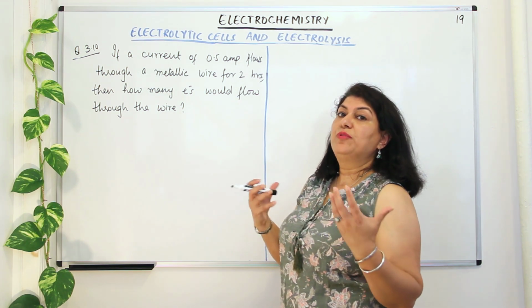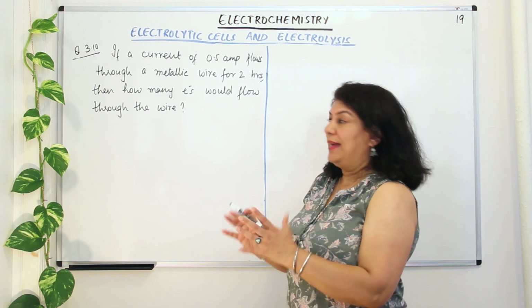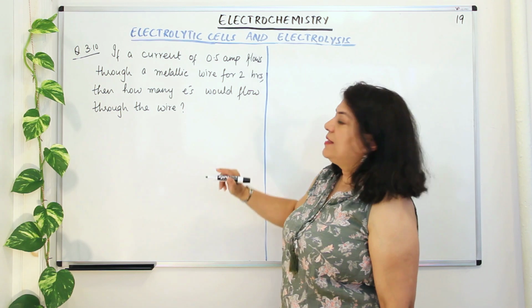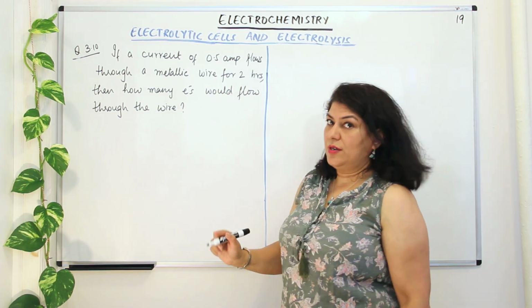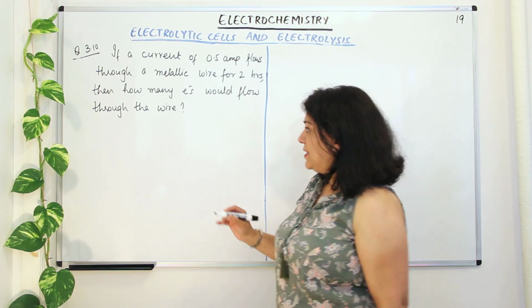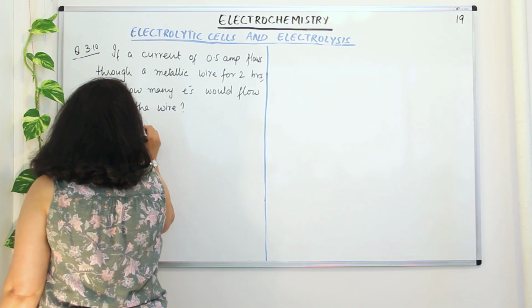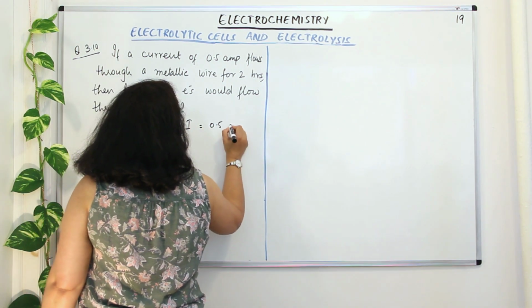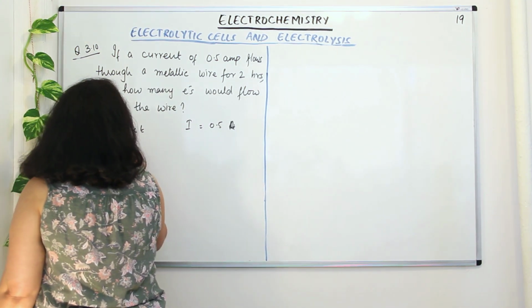Again, the situation is similar. We have to find out the number of coulombs of current that is produced, and then we'll take it from there. The current I is 0.5 amperes and T is 2 hours, but we need time in seconds. So we know the equation is Q is equal to I into T, and I is 0.5 amperes and T is 2 hours.